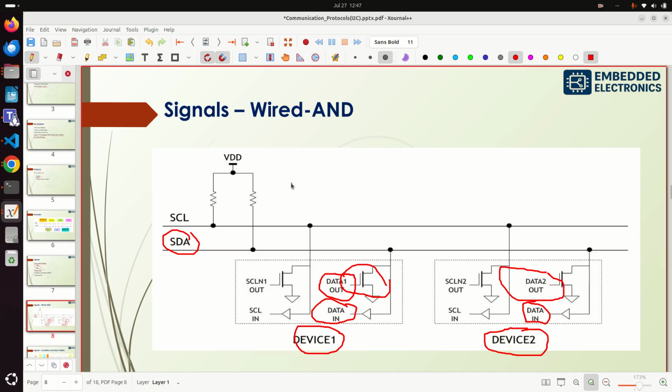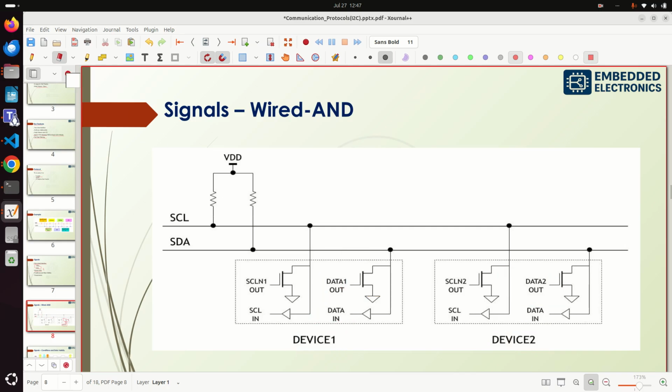Here you can see there is one pull-up device, named VDD. Right now nothing is passing. So what will we read in the SDA line? Since nothing is passing, we are going to read 1.